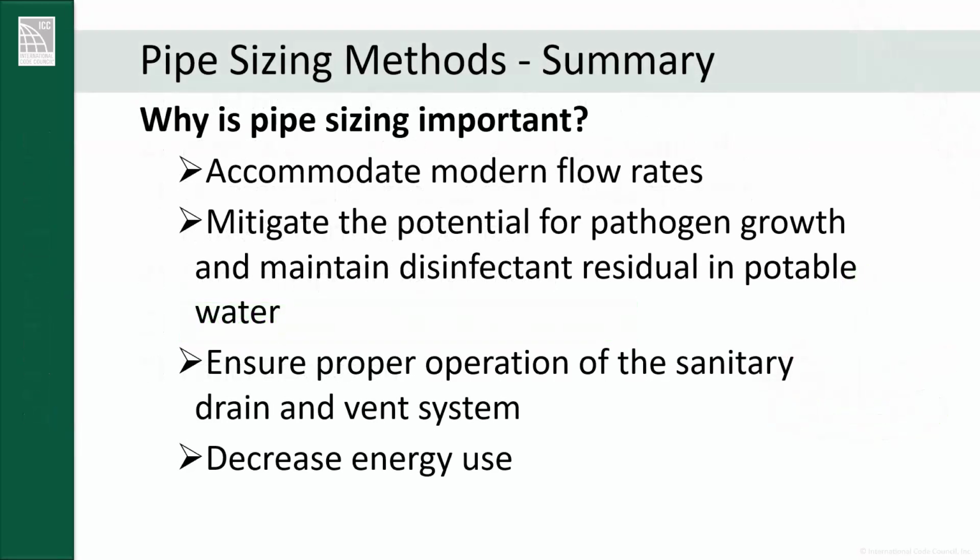And we need to have a system that works together on both the supply side and the sanitary drain and vent side. And properly sizing the pipes will also decrease energy use, because you don't have to wait at your faucet for the hot water to get there if it's sized properly.